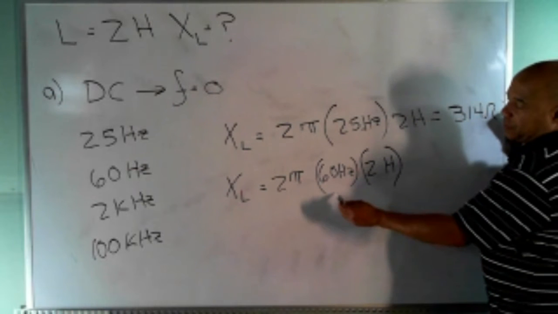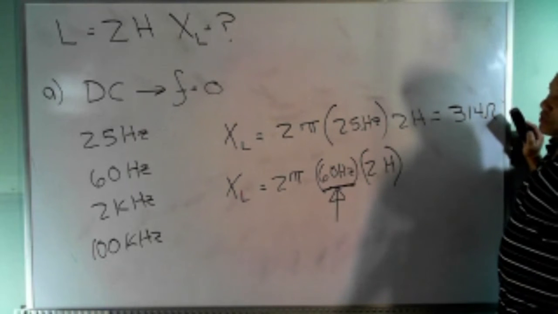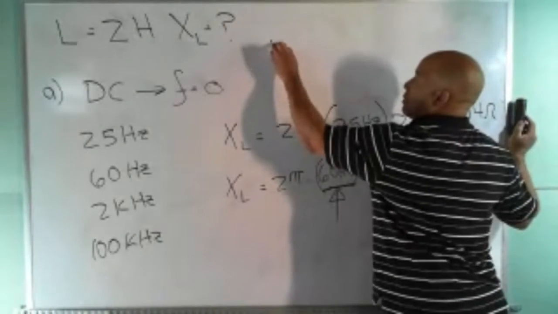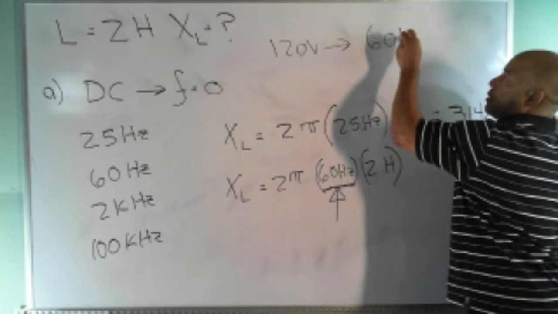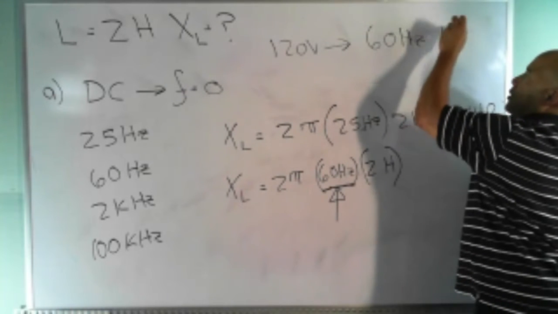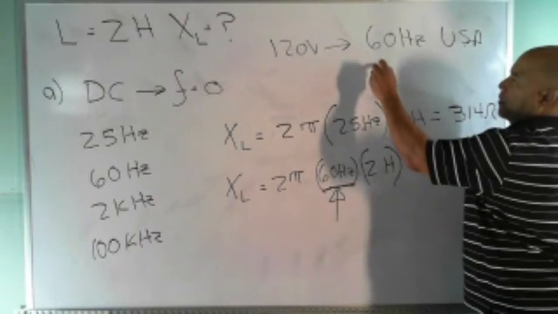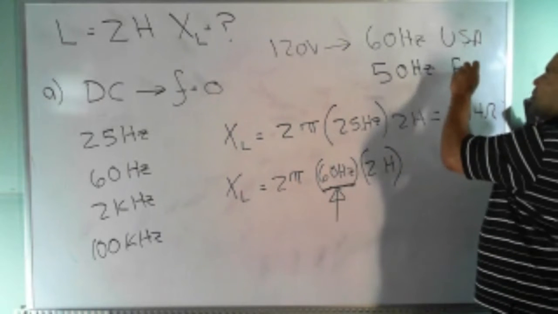Now, the reason I wanted you to do this was because of this. What's special about this number right here, 60? Anybody know? What's special about a frequency of 60 hertz? It's 120 volts. It's what we have in our plugs, right? Yep. So in the United States, we have 120 volts. That is 60 hertz. That's in the USA. In Europe, I don't know if they use 120 volts, but I know their frequency over there is 50 hertz.